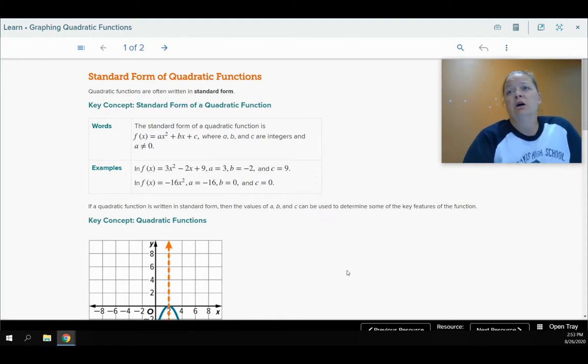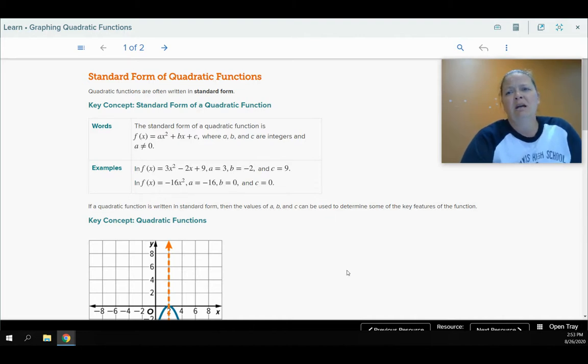Quadratic functions are often written in standard form. The word standard form should be in your notes already, but if not, make sure you get that down, because the standard form of a quadratic function is f of x equals ax squared plus bx plus c, where a, b, and c are integers and a does not equal 0.